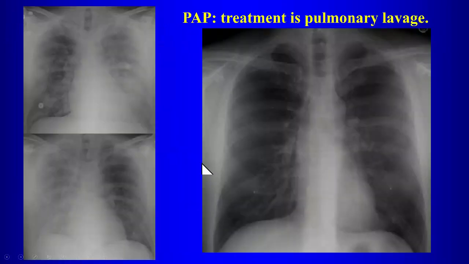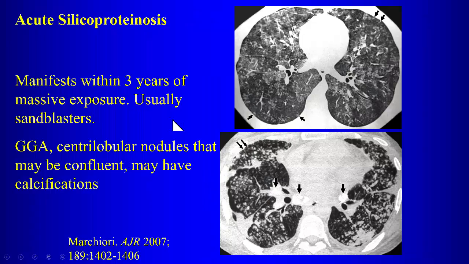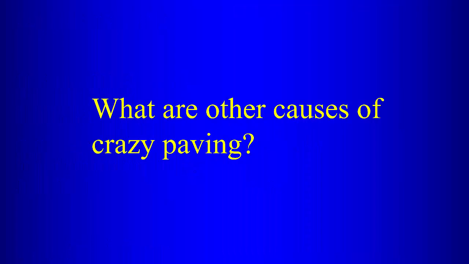The treatment is pulmonary lavage. So with the alveolar proteinosis, they will lavage the patient to kind of wash out all of that excess protein. Okay? It can also occur from massive exposure to silica. Acute silicoproteinosis can also give you an alveolar proteinosis where they develop consolidations from that. And what are other causes of crazy paving? Well, we kind of touched on a little bit of this. What are other causes of crazy paving?